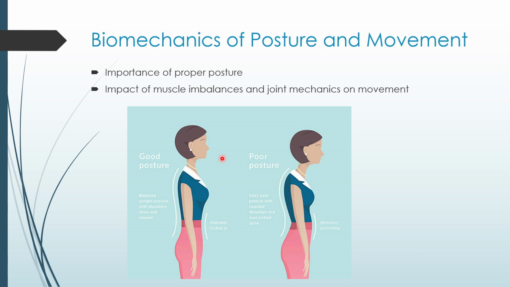Impact of muscle imbalances and joint mechanisms on movements, right? Our poor posture may happen due to laziness, or because of our physical activity, since we are not doing it correctly, or maybe it's from birth, a kind of congenital disorder. So we need to understand what type of posture we are in. We should always try our best to keep a good posture, in order to avoid future discomforts.